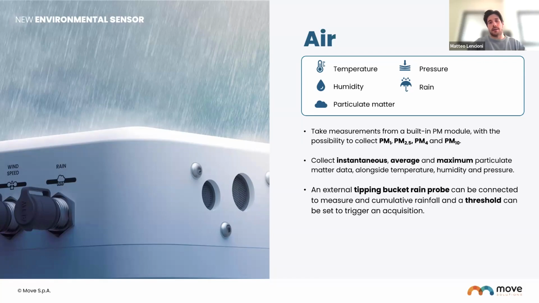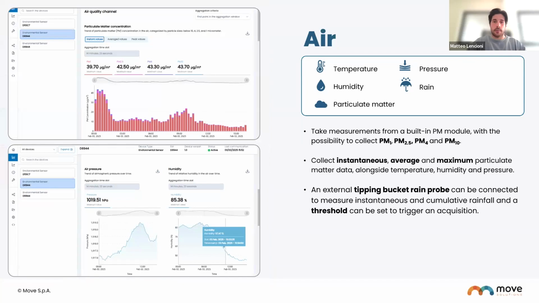Alongside that, the sensor can also collect temperature, pressure, and humidity. Those are parameters that it's really interesting to correlate with the particulate matter trends. So that's one channel within the air agent. The other channel is the rain. It's an independent channel in there.